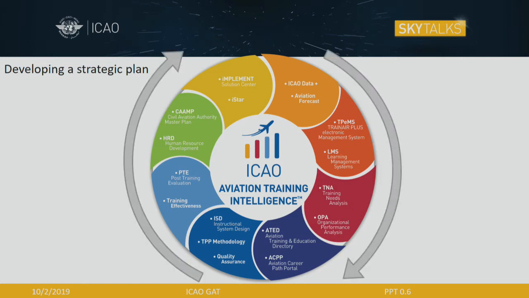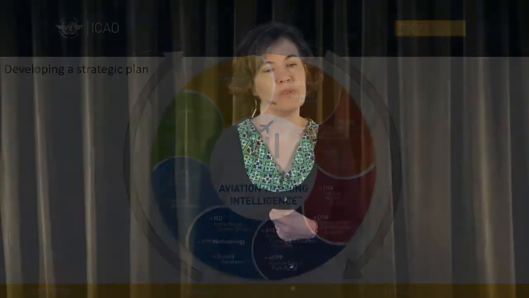Now, each one of these elements in isolation wouldn't allow you to develop a strategic plan, but if you survey the landscape and review each of these 8 elements, you would be able to develop a strategic plan that allows you to contribute to capacity building. So this is the big picture. I'm now going to look at the tools, methodologies, and processes that we use in order to fulfill these objectives.